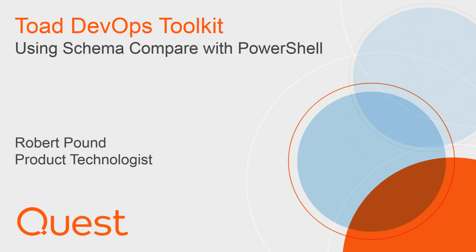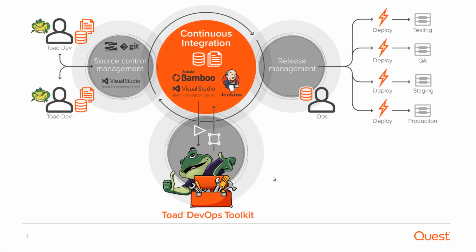In this video, we'll be discussing Toad DevOps Toolkit Schema Compare. Toad DevOps Toolkit is a Windows application that allows you to reliably execute Oracle database functions within a continuous integration platform such as Jenkins, Bamboo, and others. Toad DevOps Toolkit supports access through a number of languages, but the focus of this video will be on PowerShell.